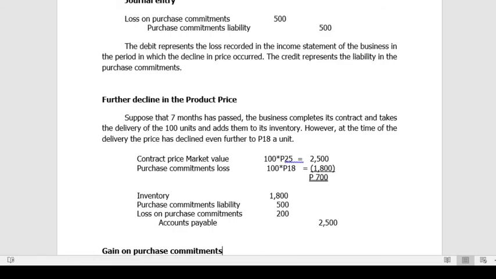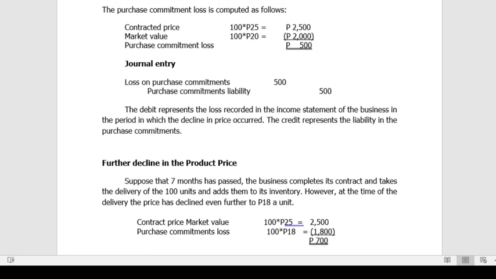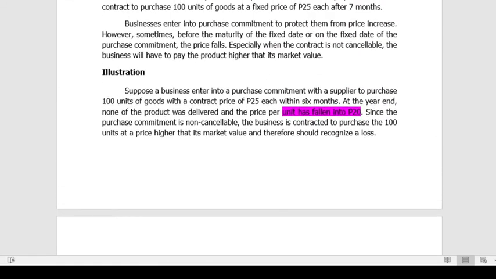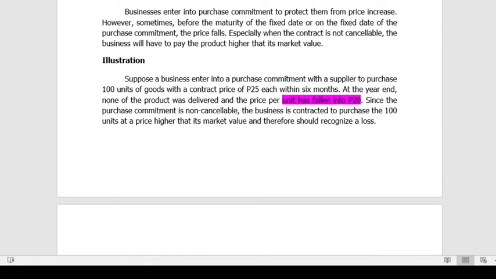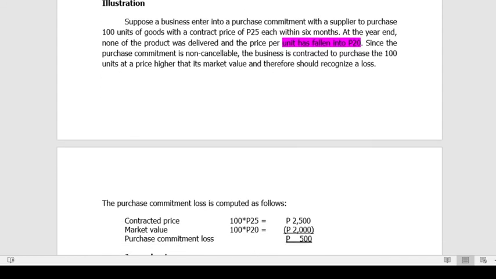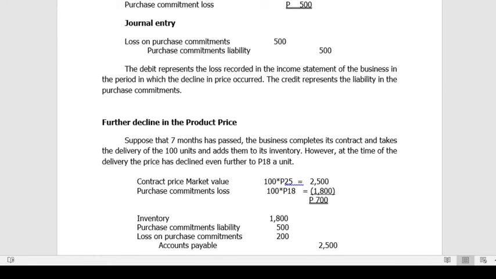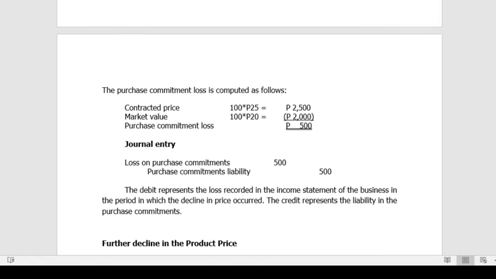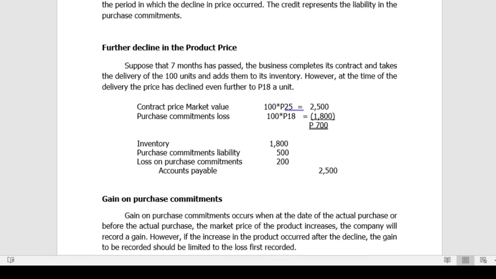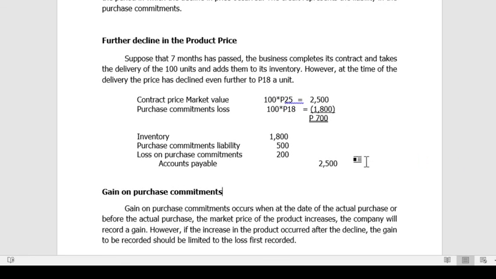So, how do you recognize itong effect nito? And nag-recognize ka na ng loss on purchase commitments kanina at the year end nung na-recognize na nag-fall to 20 ang iyong price. Since ikaw ay nag-set up na ng loss on purchase commitments na 500 and purchase commitment liability na 500 on the end of that year, you have to adjust it to reflect kung magkano talaga yung kailangan mong bayaran on entering this purchase commitment. So, how do you measure your inventory at the lower of cost and net realizable value? Ano ba ang lower of cost and net realizable value dyan?